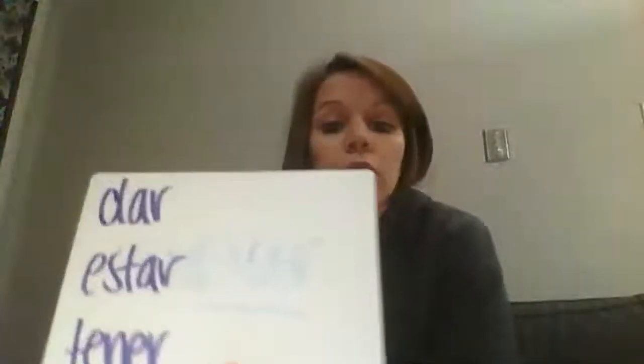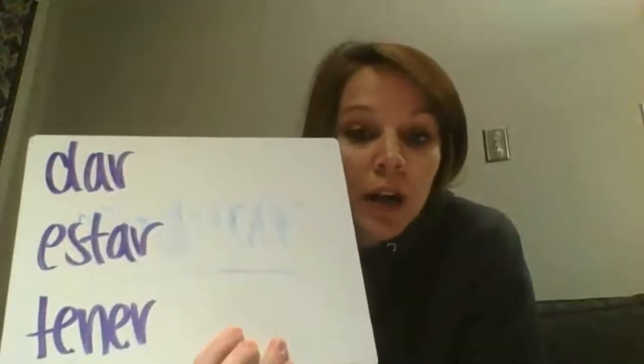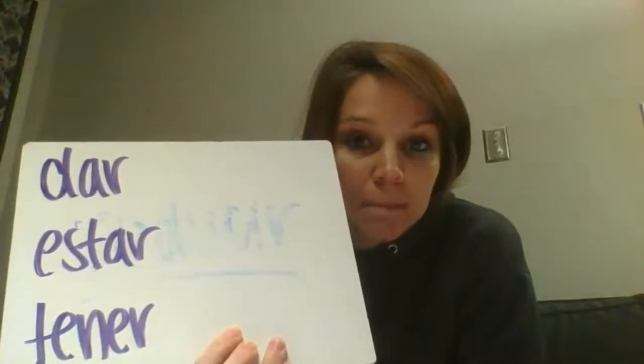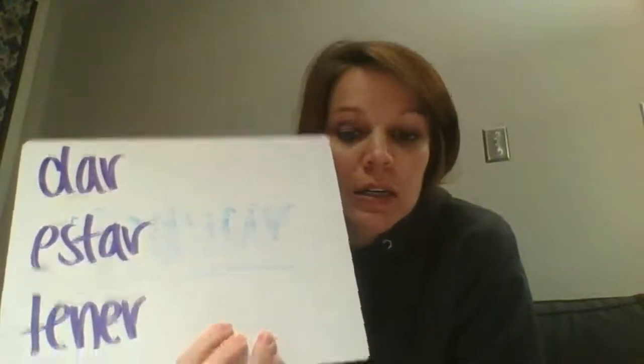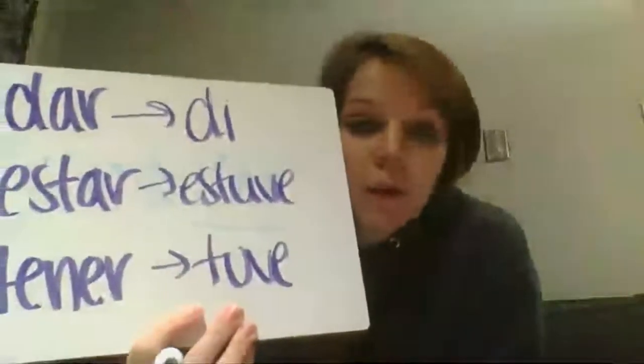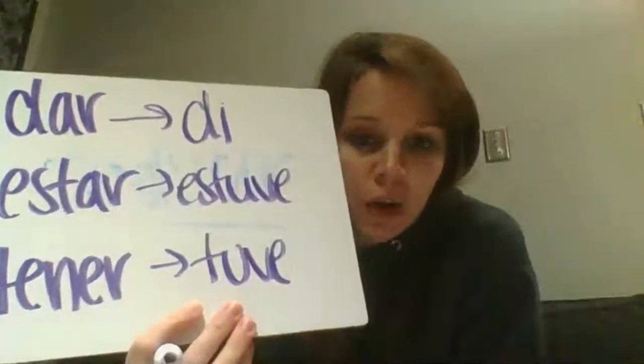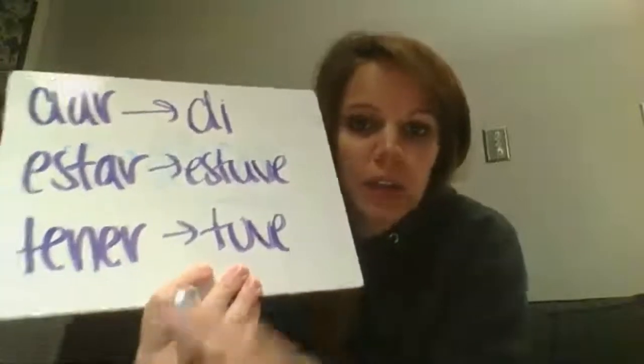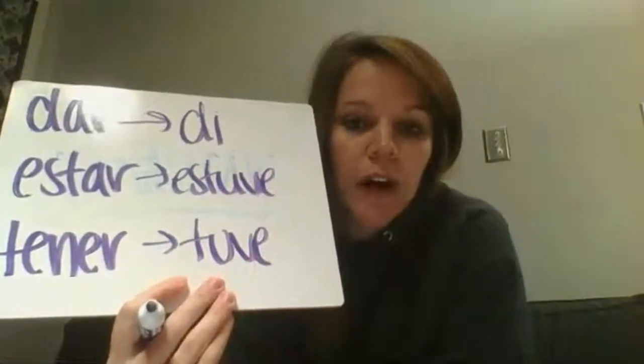Now, here's another little helpful tidbit. Estar and tener look almost the exact same. The only difference is 2 letters. So when I think of the yo form, I'm going to start with the yo form of all of these. The yo form of estar is estuve. The yo form of tener is tuve. So they are very similar. The only difference is the es in front of tuve.